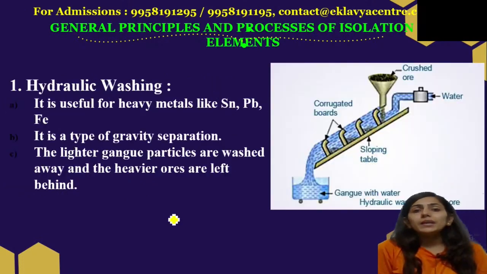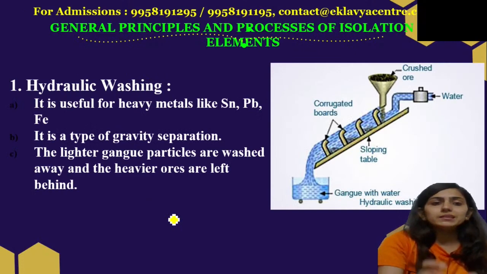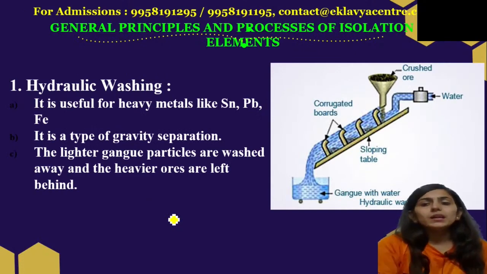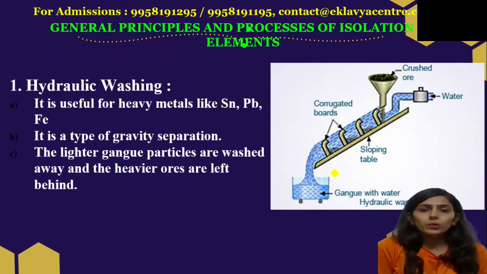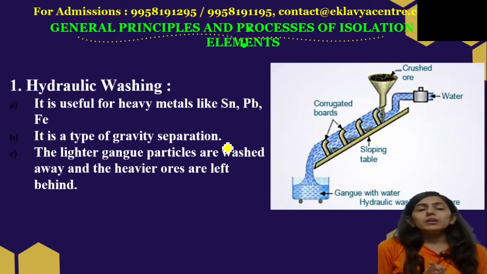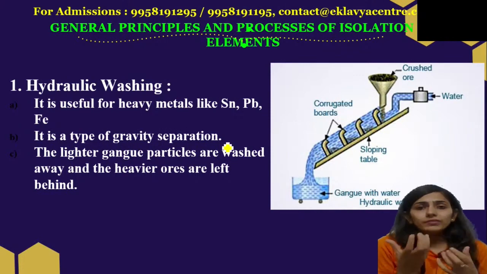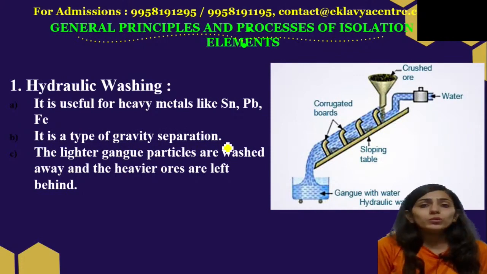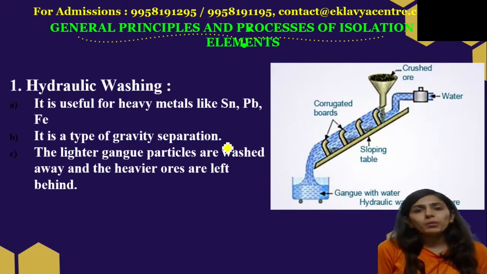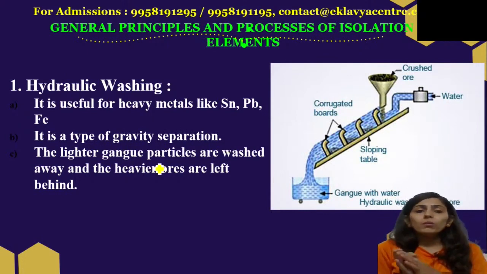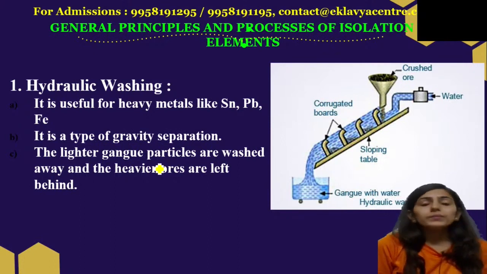The first type is hydraulic washing. Let us quickly read out the points and then we'll try to understand what hydraulic washing is. This method is basically used for heavier metals like tin, lead, iron, and it's based on gravity separation. Gravity separation means heavier metals feel more gravitational force, so they will settle down at the bottom. The lighter gangue particles are washed away, and heavier ones are left behind.